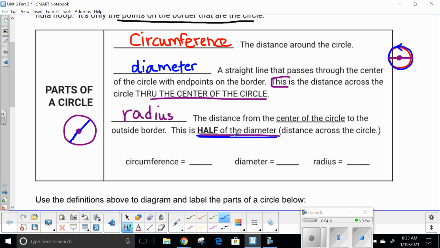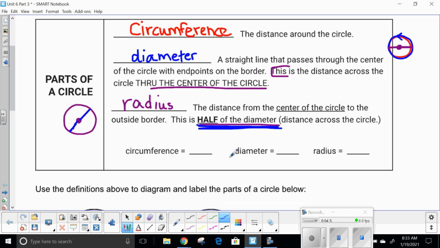Now, when we talk about formulas, we've used formulas before, but this unit's going to be very heavy with formulas. When we talk about formulas, we have to identify what some of the variables mean. So let's talk about the variables. We use capital C when we talk about circumference. We use lowercase d when we talk about diameter, and we use lowercase r when we talk about radius.